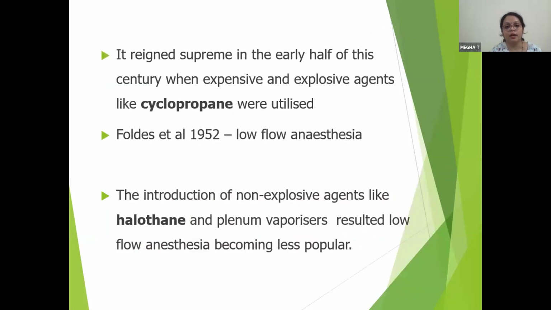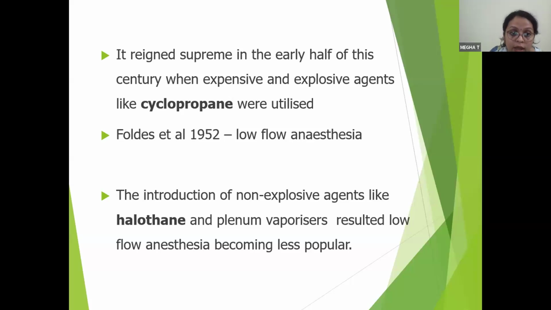In the early half of the century, low flow anesthesia reigned supreme when expensive and explosive agents like cyclopropane were used. This is because cyclopropane was very expensive and they couldn't afford to lose it with high gas flows, and hence low flow was used. However, with the introduction of halothane, and even before the introduction of halothane, Foldes et al.